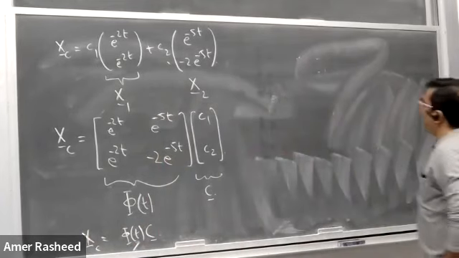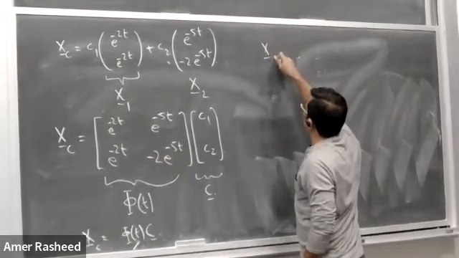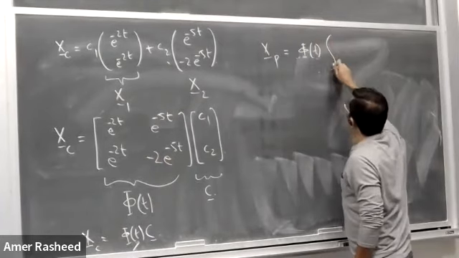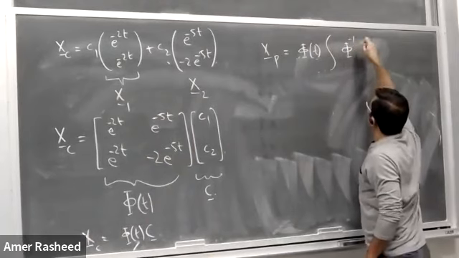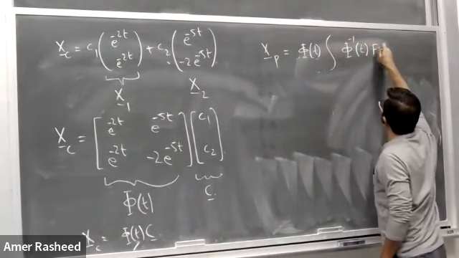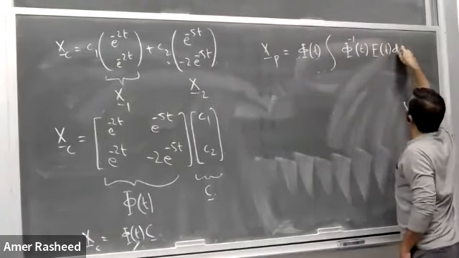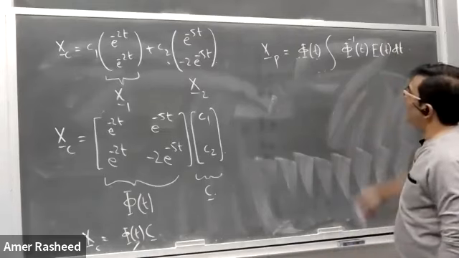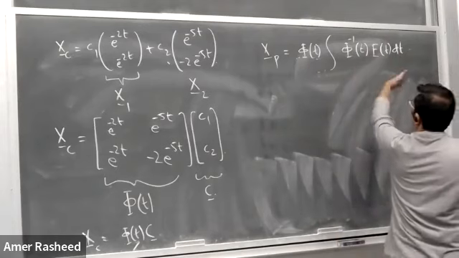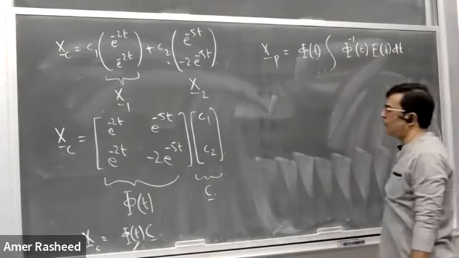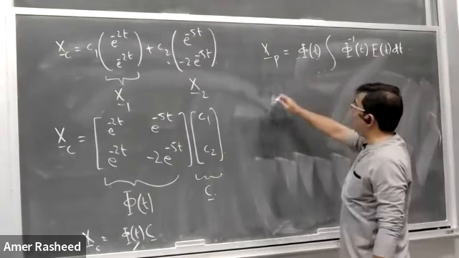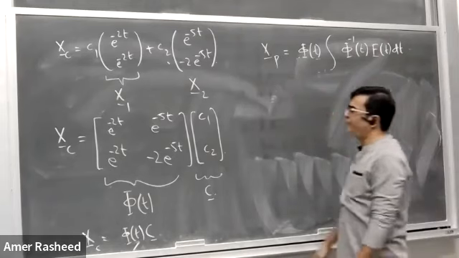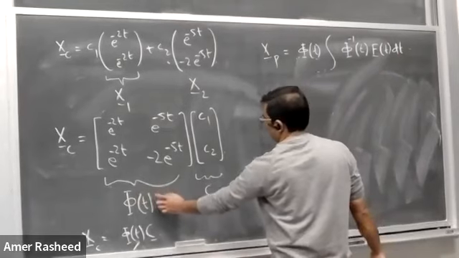Now, what is XP? It is nothing but phi of t times the integral of phi inverse of t times f of t dt. You don't need to derive this formula. Once we have derived it, you can remember it and directly use it. Now, in order to find XP using the method of variation of parameters, we need to find the inverse of this matrix.